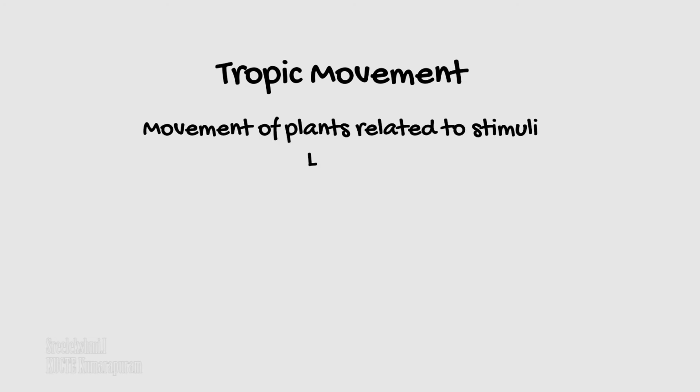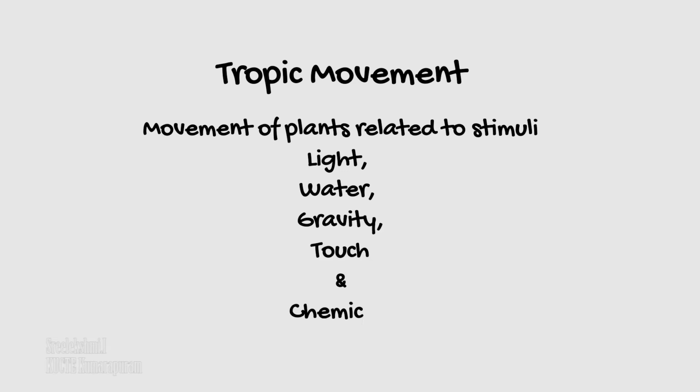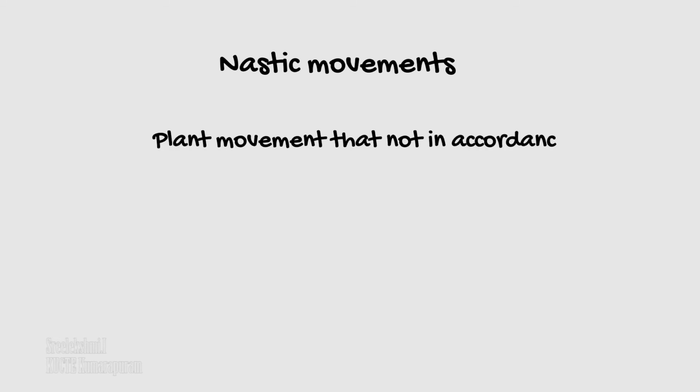So, all these plant movements related to the stimuli light, water, gravity, touch, and chemicals comprise the tropic movements. The second type of movement is nastic movement. It is a plant movement that is not in accordance with the direction of the stimulus.